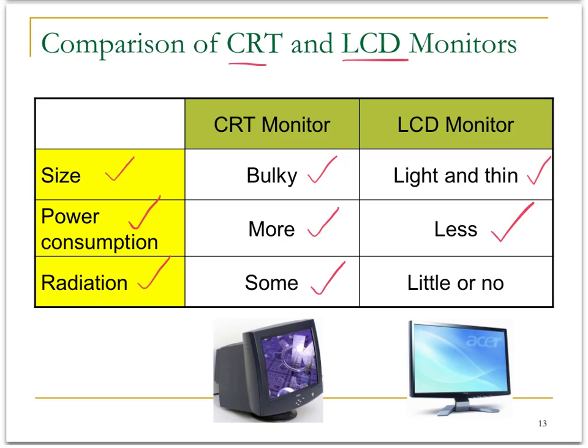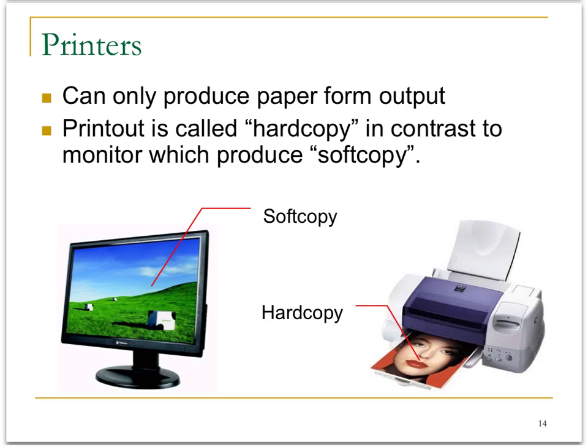Okay, we come to another type of output device called the printers. Printers are also a very important output device because they can produce paper form output. With a computer screen, only a soft copy can be produced.